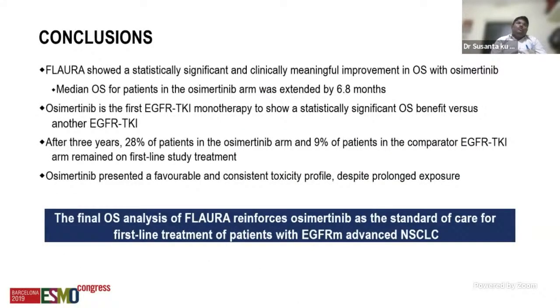In conclusion, FLAURA showed a statistically significant and clinically meaningful improvement in OS, with median OS of the osimertinib arm extended by 6.8 months. Osimertinib is the first EGFR TKI monotherapy with a statistically significant OS benefit. Along with this, the trial included CNS metastatic patients, and the final OS analysis of FLAURA reinforces osimertinib as the standard of care for first-line treatment of patients with EGFR-mutated advanced non-small cell lung cancer.